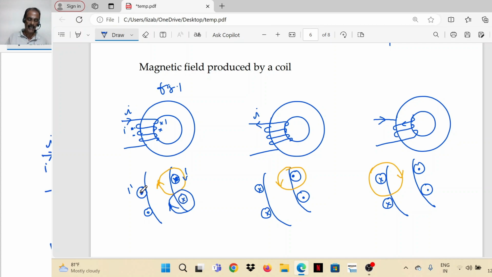And what about this current? Point the thumb towards your face and see the direction of the fingers. Here also, for this conductor, point the thumb towards your face and see the direction of fingers. So this is the direction of the magnetic field.